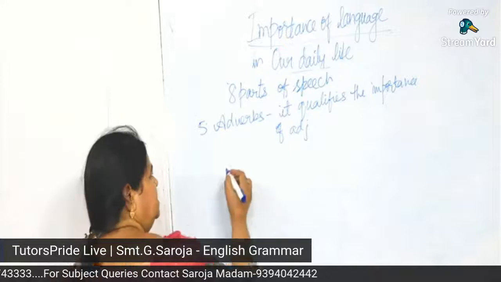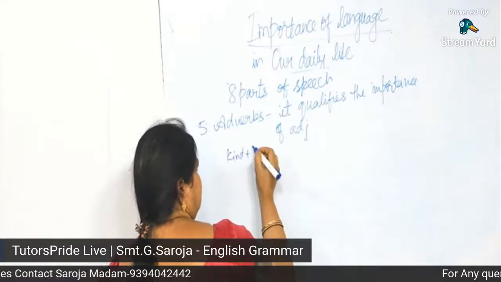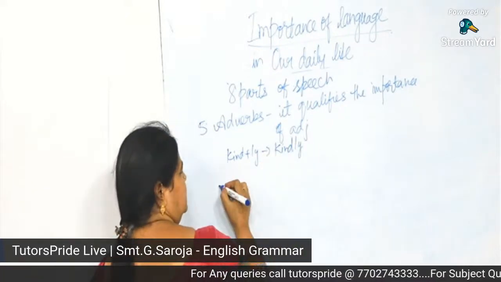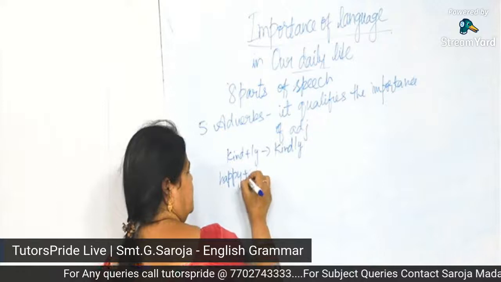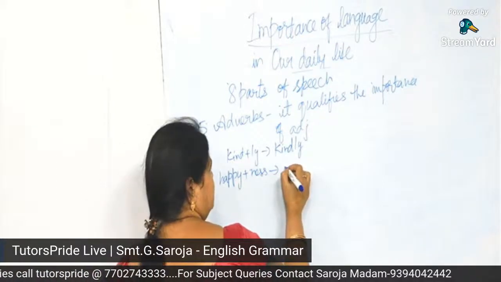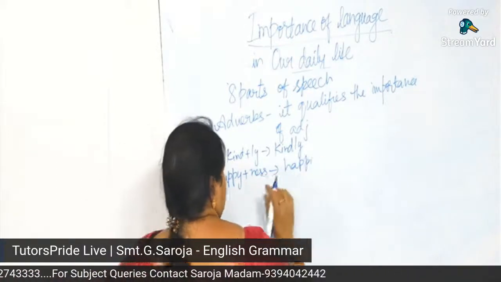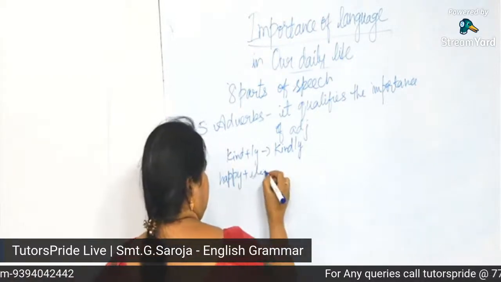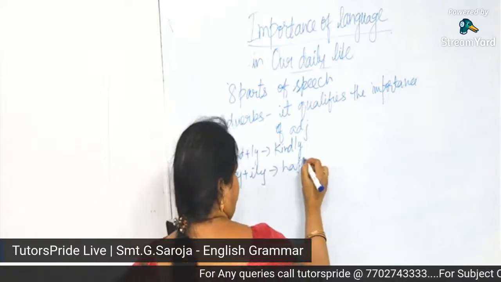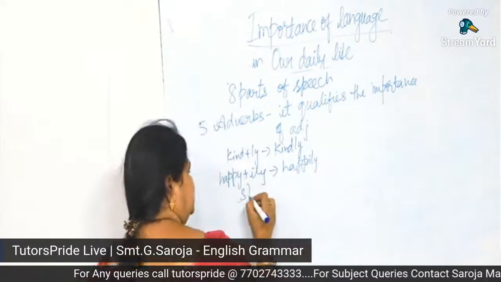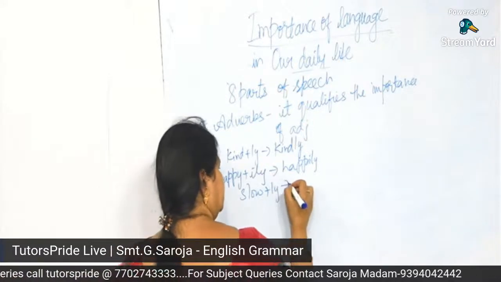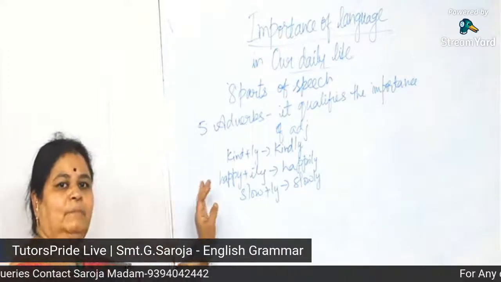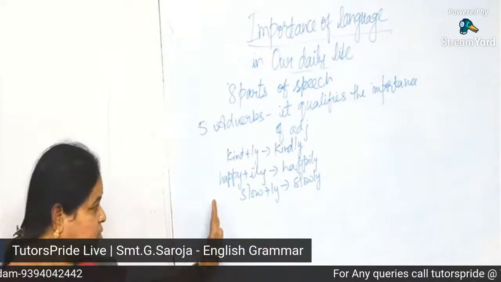For example, kind plus ly, kindly. Happy plus ly, happily. Slow plus ly, slowly. Now, these are the words formed by adding ly. These words are also adverbs.